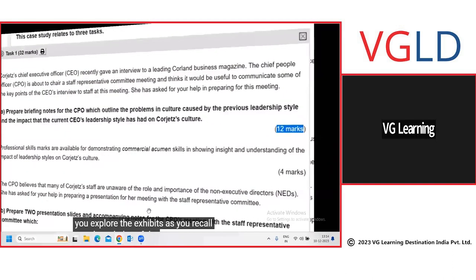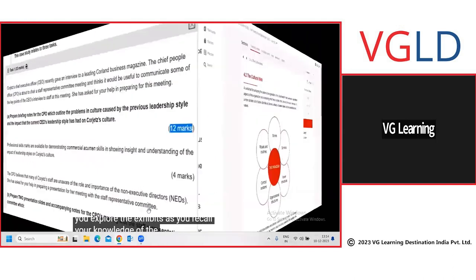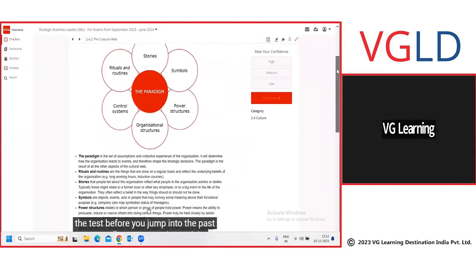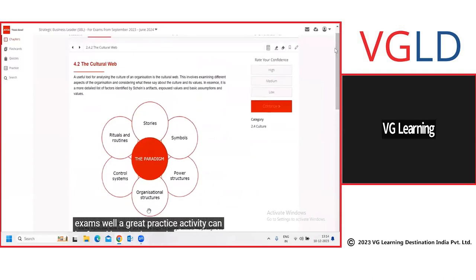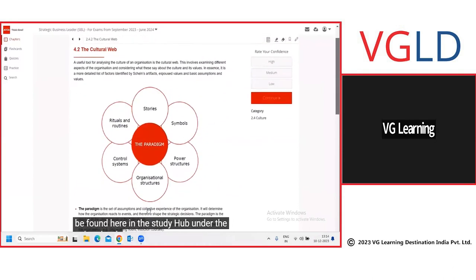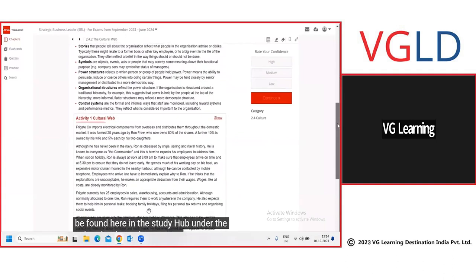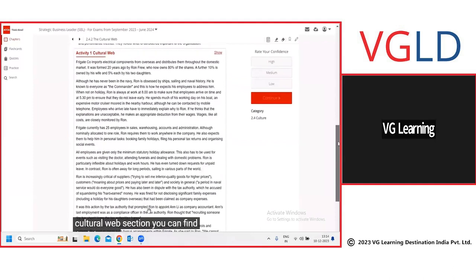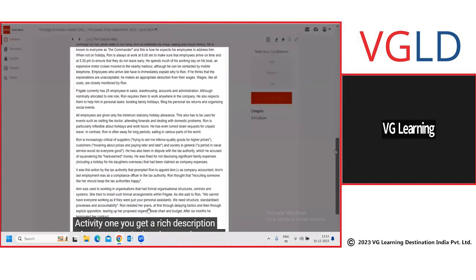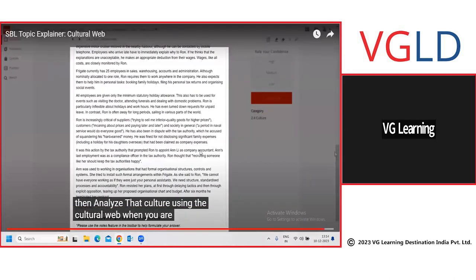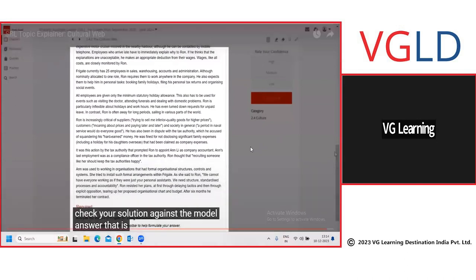SBL team, if you would like to put your knowledge of the cultural web to the test before you jump into the past exams, well, a great practice activity can be found here in the Study Hub. Under the Cultural Web section, you can find Activity 1. You get a rich description of an organization's culture, and you can then analyze that culture using the Cultural Web. When you are done, you can check your solution against the model answer that is provided.